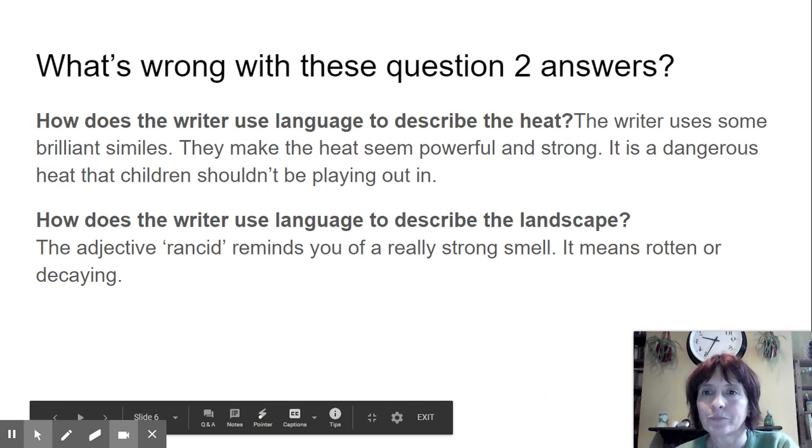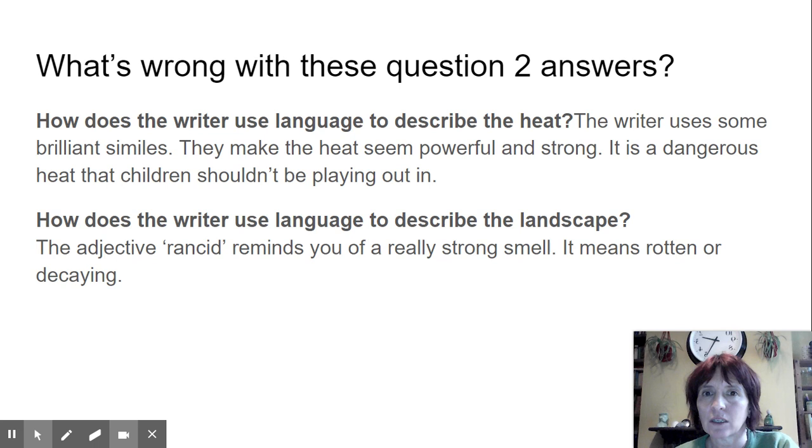One more recap of last week. Have a look at these two answers to question 2 questions. The first one is, how does the writer use language to describe the heat? And the second one is, how does the writer use language to describe the landscape? Both things we've done before on different texts.